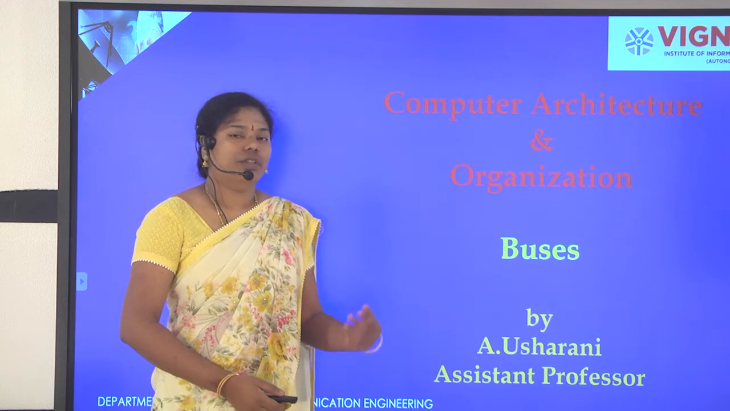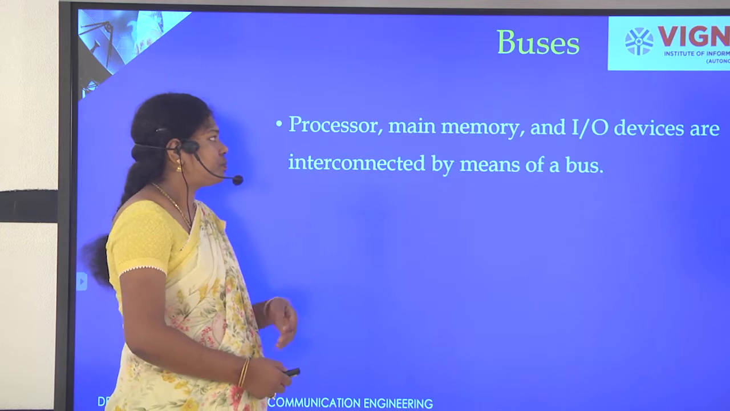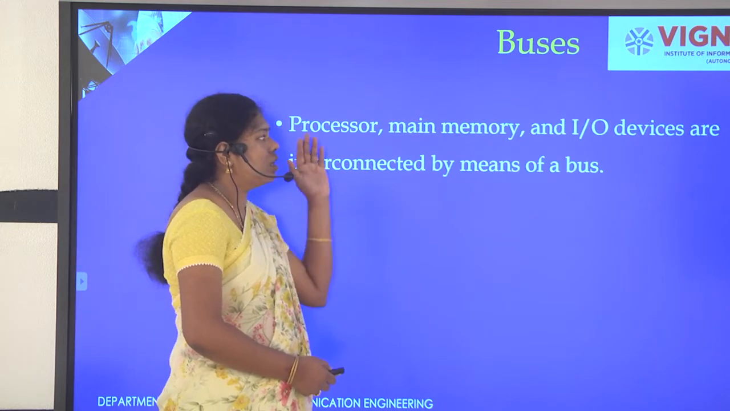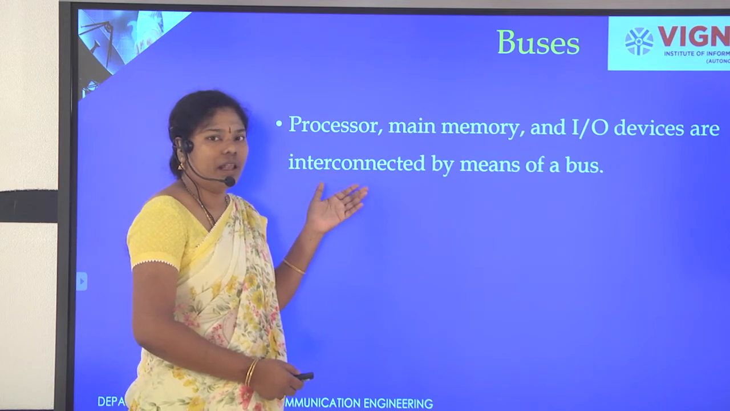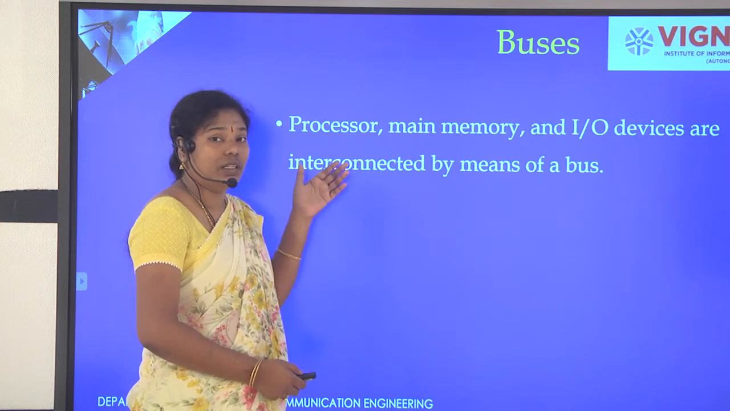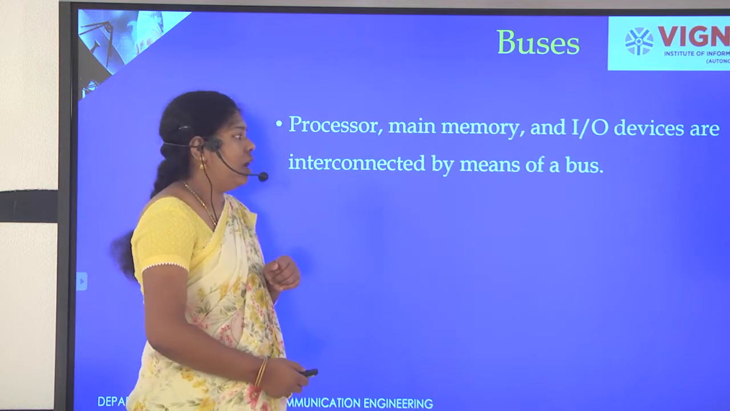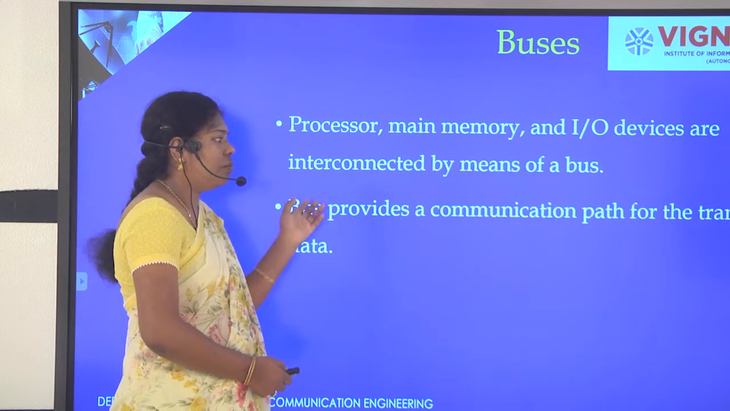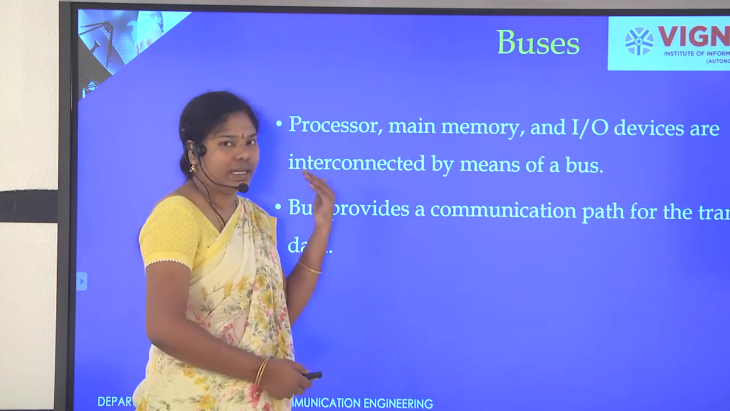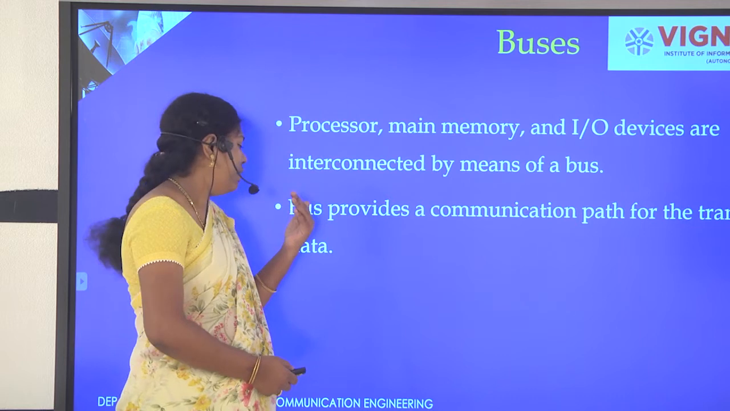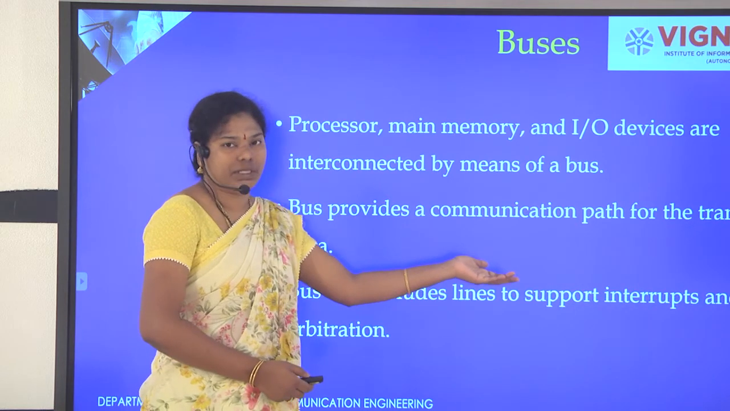Here the processor and memory, I have already seen that the main memory, processor and IO devices, all the devices which are available in the computer are connected by means of a bus. These buses are a communication path. It provides a communication path for transfer of data, control signals and everything. And at the same time, it supports interrupts.